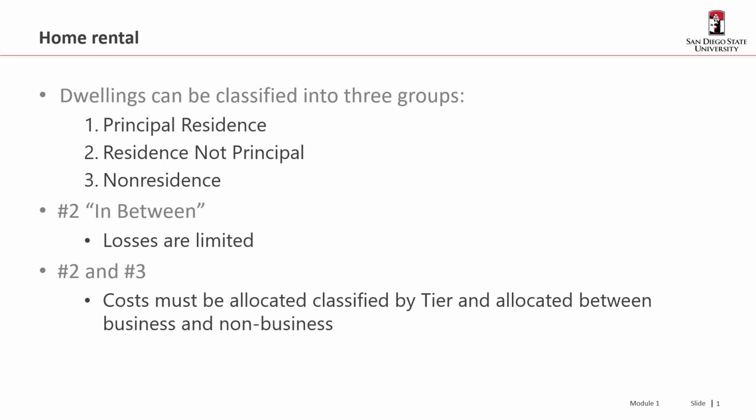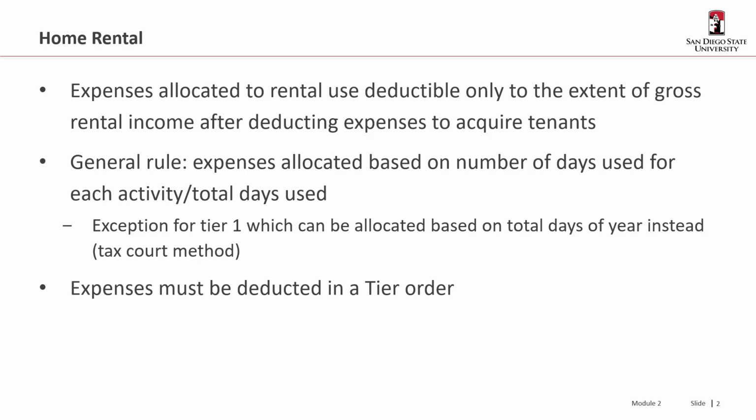So we know dwellings can be classified into the three groups: principal residence, residence not principal, and non-residence. And we know that in number 2, the in-between classification, so the residence not principal, losses are limited, meaning you can't have deductions that exceed the income of the rental property. And in both numbers 2 and 3, to the extent there's any personal use, the cost must be allocated and classified by tier so that the appropriate amount is deducted. Okay, so we're going to go through a calculation where we take care of that.